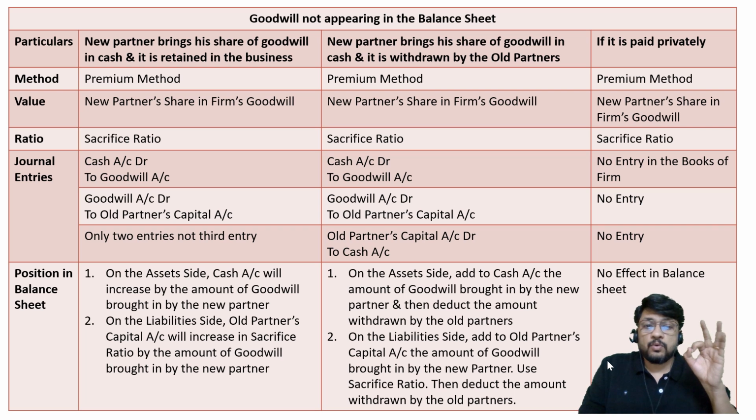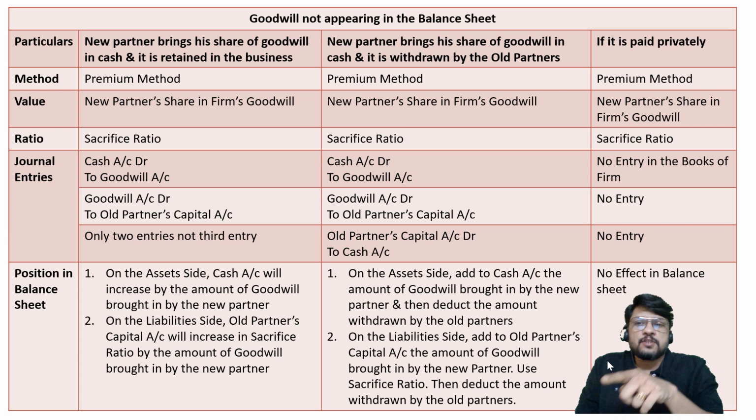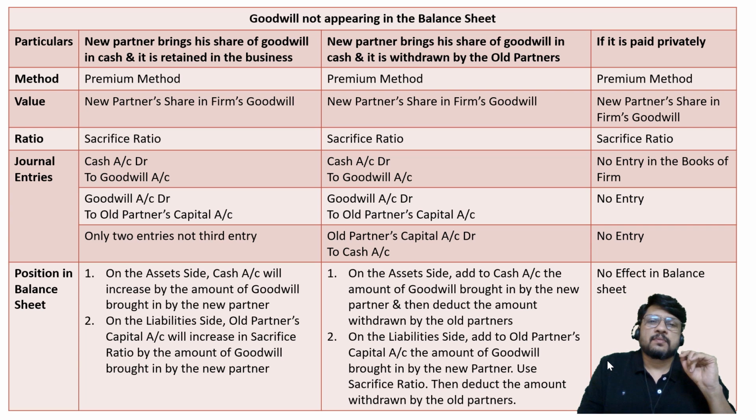First, goodwill is not appearing in the balance sheet. In the old balance sheet, the problem balance sheet, the asset side, there may be many items: land, building, plant, machinery, furniture, stock, debtors, cash, bank, vehicles, investments, anything. But there is no goodwill in the existing balance sheet. Although there is no goodwill in the existing balance sheet, if the adjustment has some type of clarification or transaction about goodwill, then we are going to use this chart.